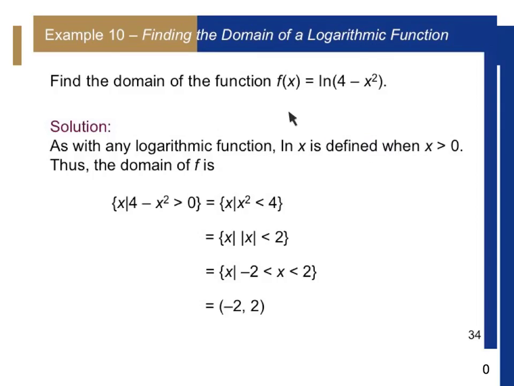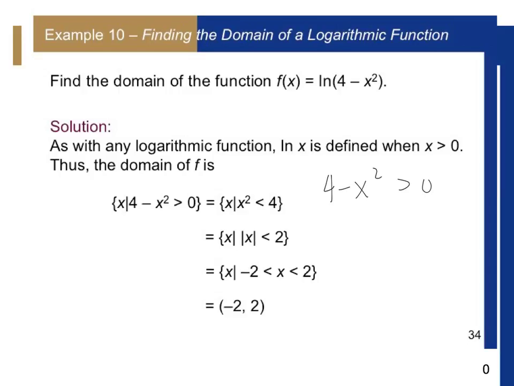Okay, let's look at an example where we have this function, ln of 4 minus x squared, and we're finding the domain. Remember, for logs of any base, the input into a log has to be positive. So 4 minus x squared has to be greater than 0. Okay, so remember how we do that, right? We have to find our key numbers.